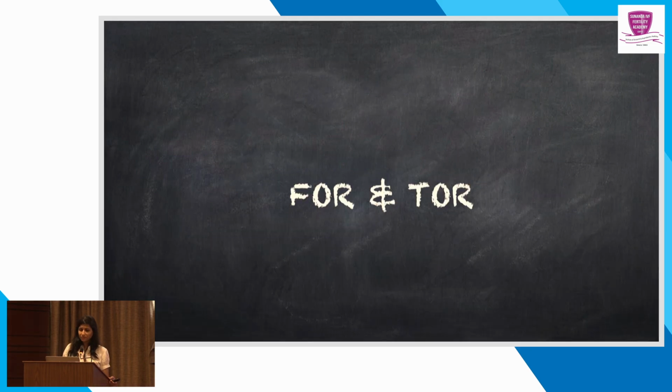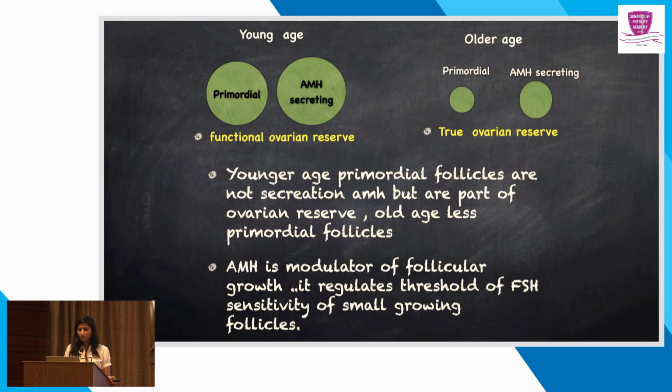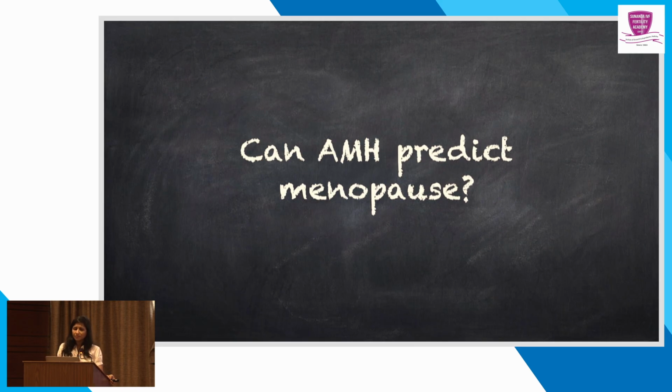About functional ovarian reserve and true ovarian reserve, we already discussed that in younger age, the whole primordial pool is not getting expressed, and whatever AMH is secreted is only from that particular time. So this is a functional ovarian reserve. But in an older age, the primordial pool has already got depleted. So whatever we are seeing on the AFC in the ovary correlates with the AMH. So in older age, we have a true ovarian reserve rather than a functional ovarian reserve.